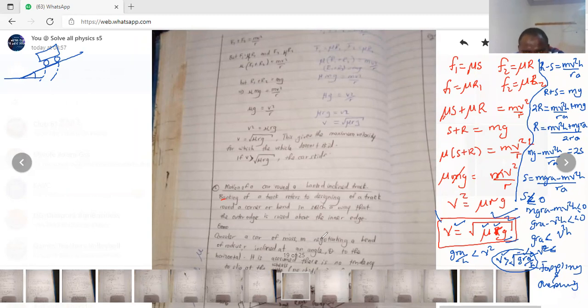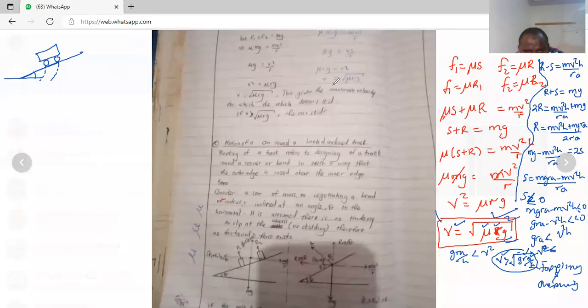So consider a car of mass M negotiating a bend of radius small r. It is inclined at an angle theta to the horizontal. It is assumed that there is a tendency to slip at the wheels. That is, there can be a tendency for the car to slide, but there is no skidding.